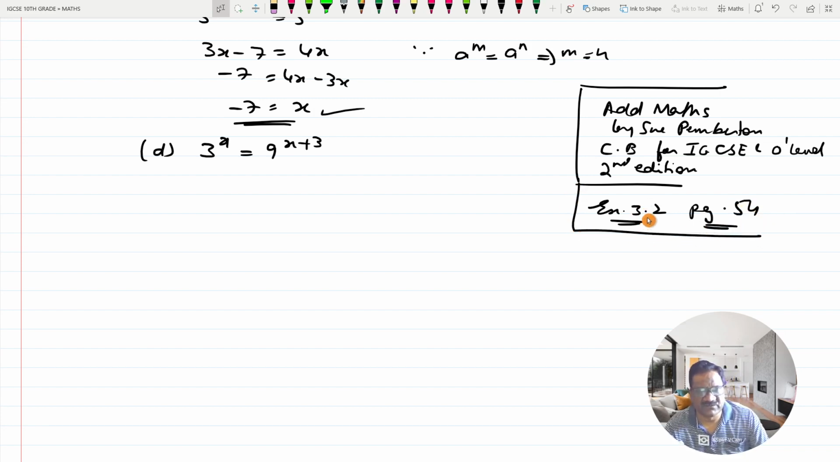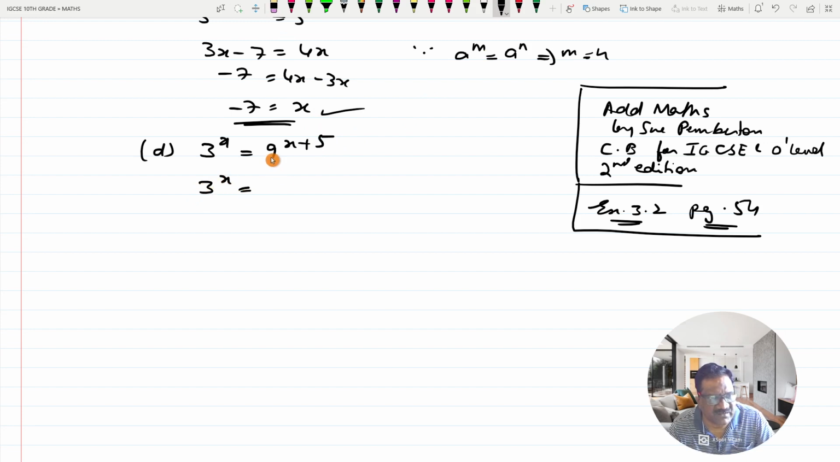So this all is for your reference. You can go to the book, open this page, and see all these questions over here on this particular page. These are the questions which I am solving for you. So 3 raised to x is equal to 9 raised to x plus 3. No, it's x plus 5, not 3. It's x plus 5. Right. So now I'll do this.